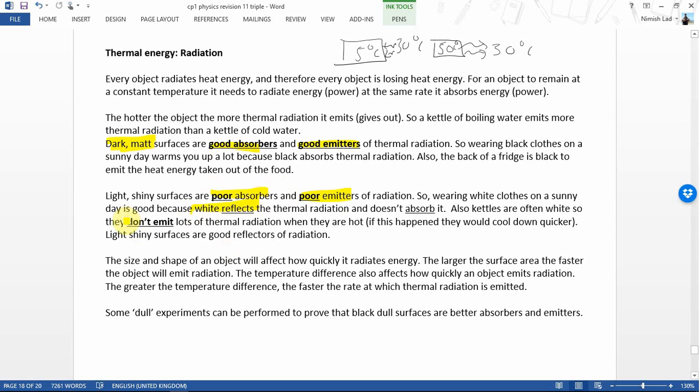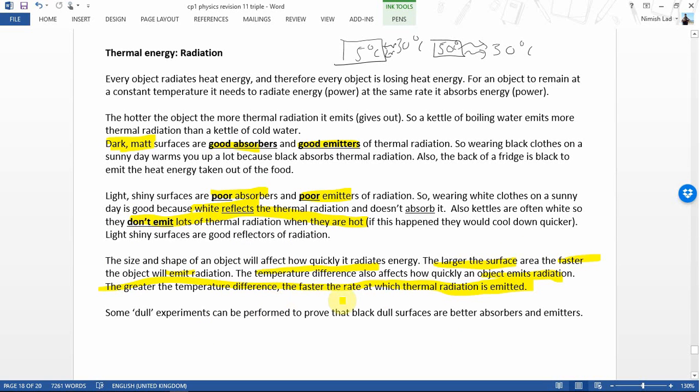So kettles, after all, don't emit a lot of thermal radiation when they're hot, and therefore the water doesn't cool down quickly. Size and shape also have an effect. Larger surface area, faster emission. The greater the temperature difference, the faster the rate of thermal radiation is emitted.